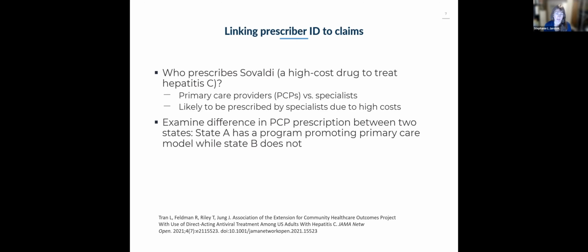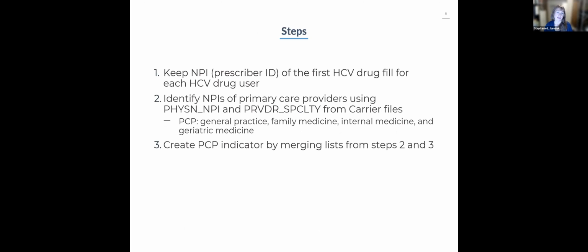When the hepatitis C drugs first came online, and they still are expensive, they were much more likely to be prescribed by specialists. But then there was a concern that the drugs weren't getting to the people who need them, who are in a rural area and can only access maybe a family medicine doctor. So there was a program put into place to promote primary care. And then she could compare state A that has this program versus a state that doesn't have this program. What are the differences in the use?